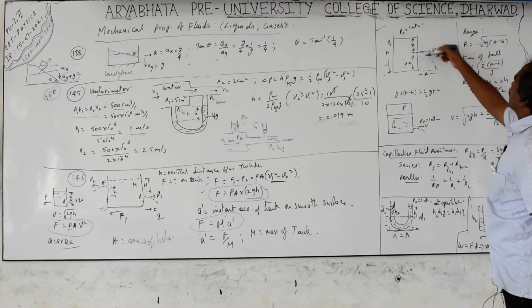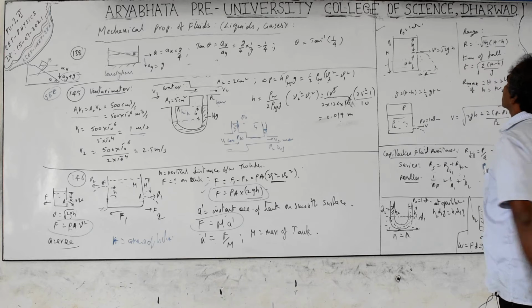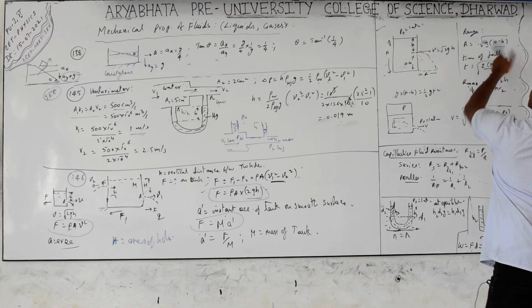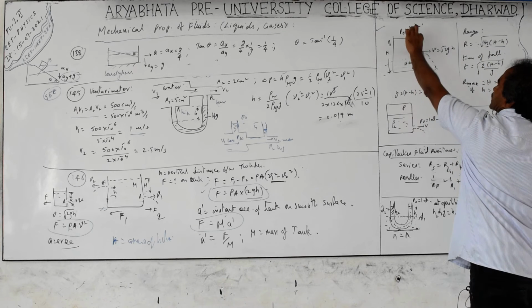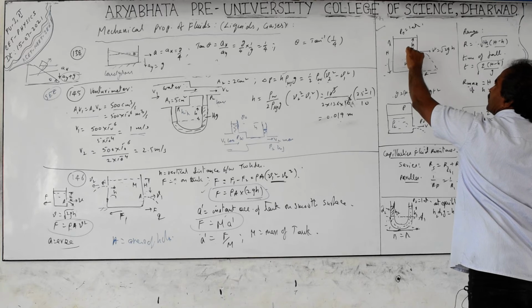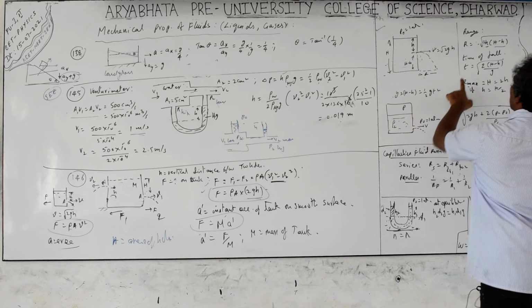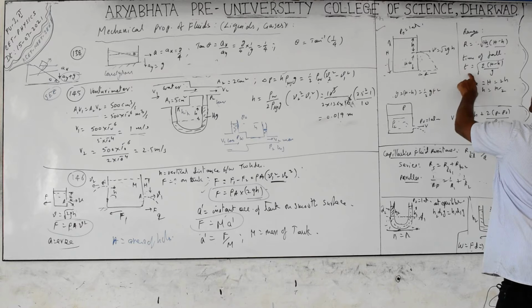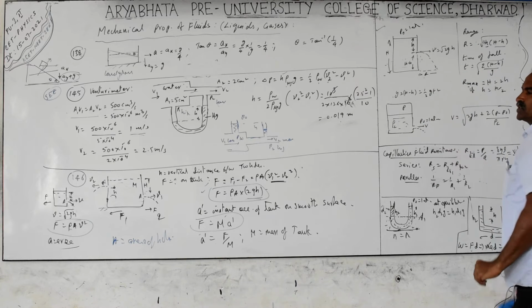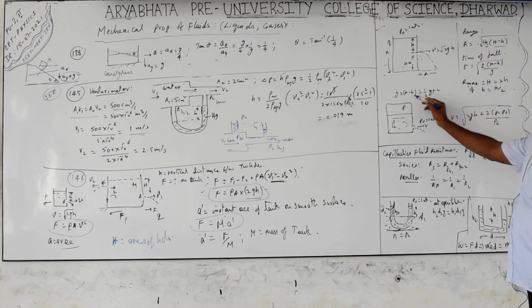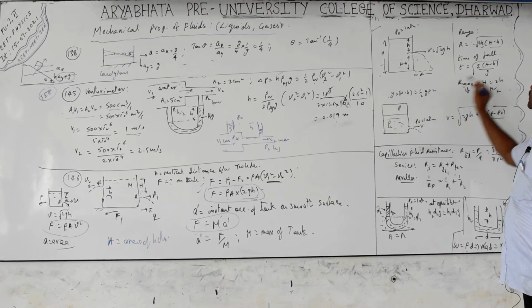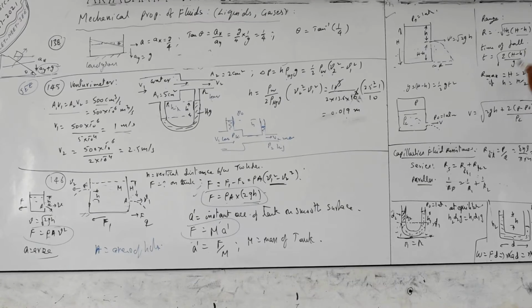h is from the top, and H minus h is from the bottom. That means you can take h1, h2; interchanging also makes no difference. Whatever height is here, if you take another hole at the bottom at the same height h, interchanging them, the range will be equivalent. Next, the time taken to touch the ground: y equals half g t square, so t equals root of 2h by g, where h means the effective height, H minus h.